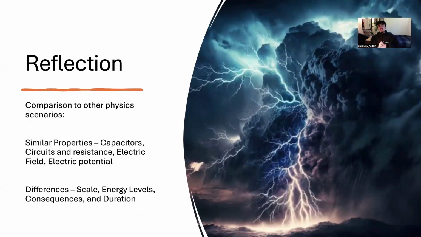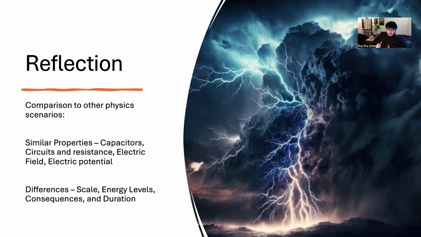All right, everybody. My name is Aiden, and I'm going to be doing the reflection. So for our topic, we had obviously lightning strikes, and for the reflection, we're tasked with comparing and contrasting this to other similar physics scenarios.